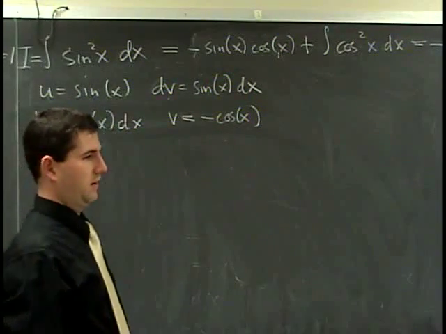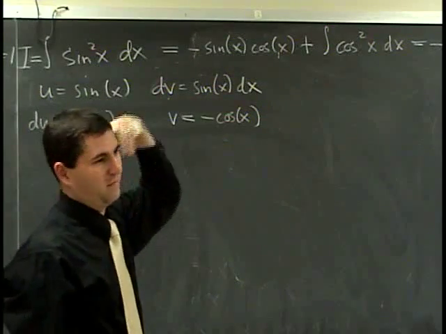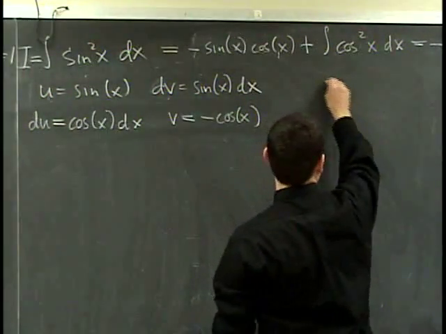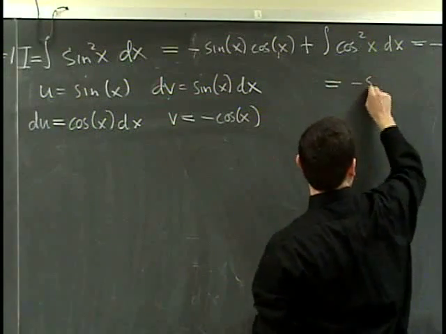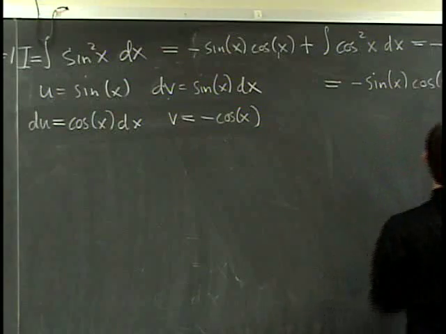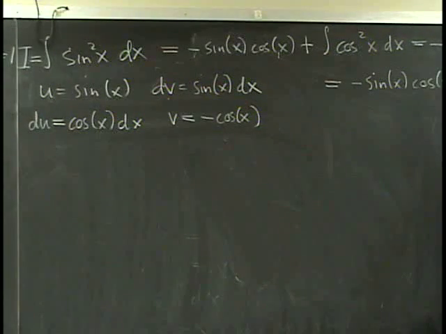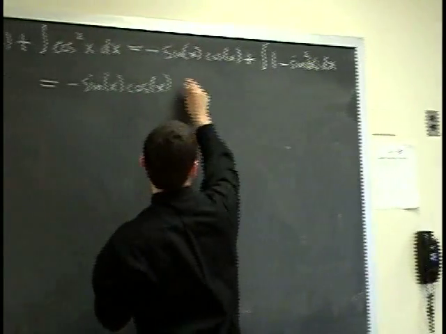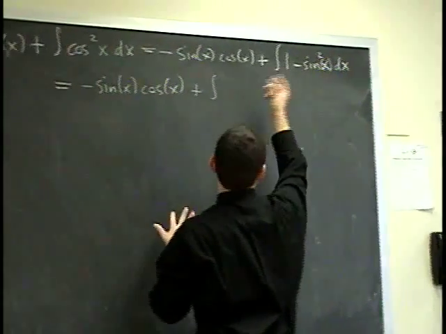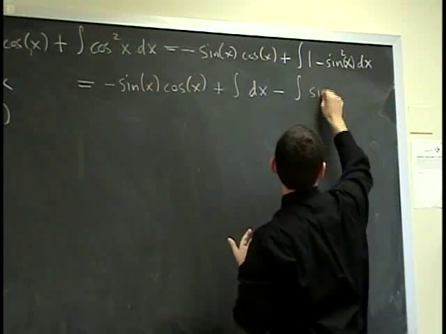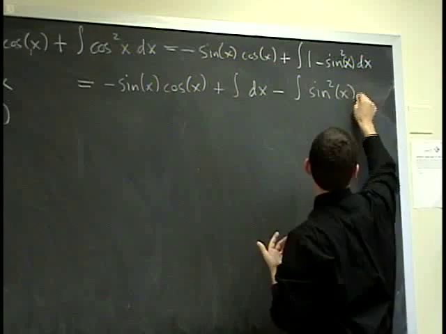Now, why is this helpful? We somehow reduce ourselves to the integral that we didn't know to begin with. Let's keep going with this a little bit. First, I can break up an integral over a sum or a difference. So this is the integral of 1 dx, which is dx, minus the integral of sine squared of x dx.